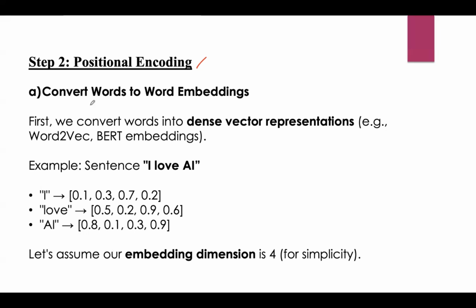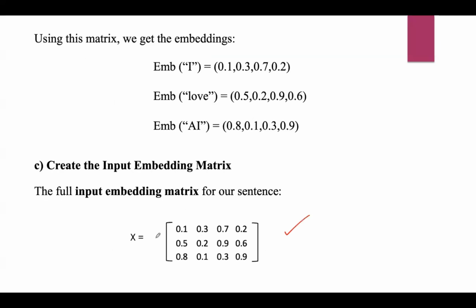Let us see this here. First thing is to convert the words into word embeddings. So take the words I love AI. We are converting them into dense vector representations, or word embeddings. These are the embeddings we got for every word. That's what we saw here, right? This is the input embedding matrix.